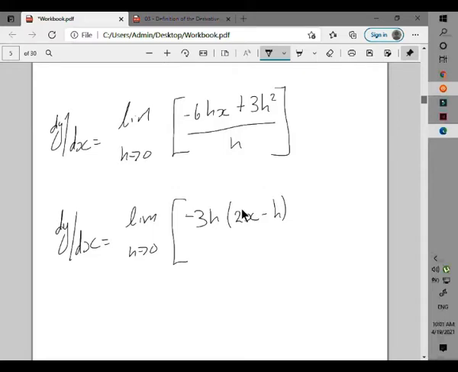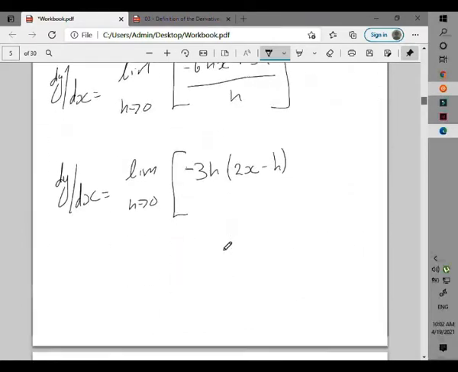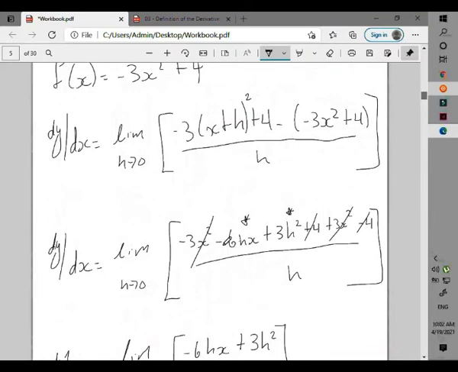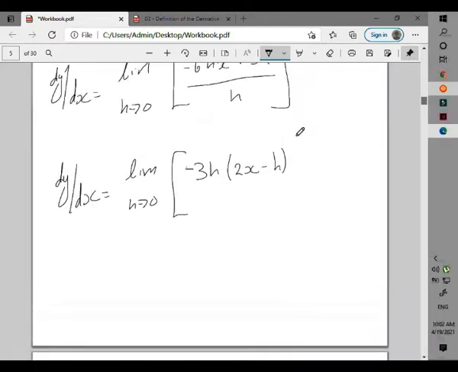If I do that right, positive as the answer, right? Let me just check something quick before I move on. Alright, so plus 3h. No, this should be minus 3h squared. Wow, going back and realizing that you have a mistake. Well, let's put this here now as positive.